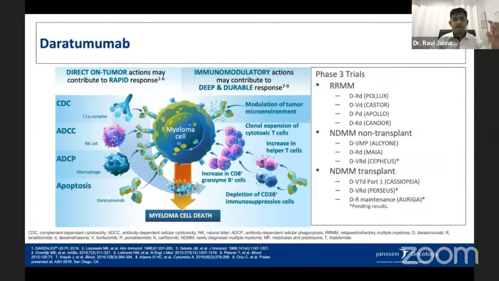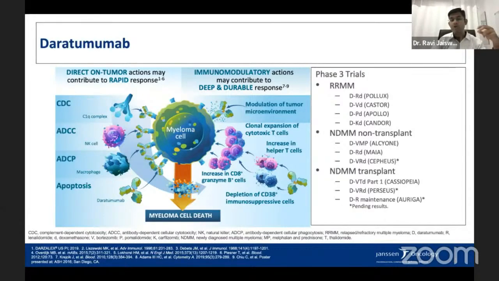Coming to daratumumab, it is a drug which has been studied in a lot of phase 3 trials in different settings. The mechanism of action of this drug is as such. You can see there is a myeloma cell in the center with a lot of antigens, and this monoclonal antibody acts directly on the tumor by CDC, that is complement dependent cytotoxicity, or other mechanisms of action like antibody dependent cellular cytotoxicity, phagocytosis, and apoptosis.